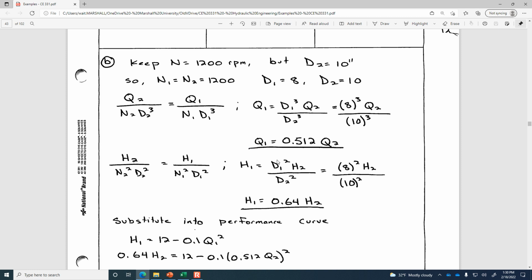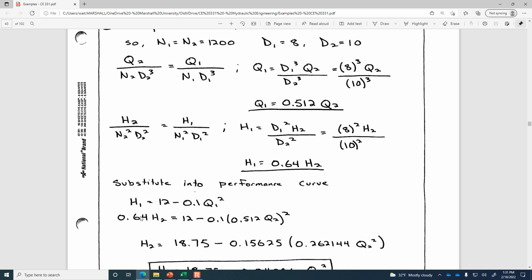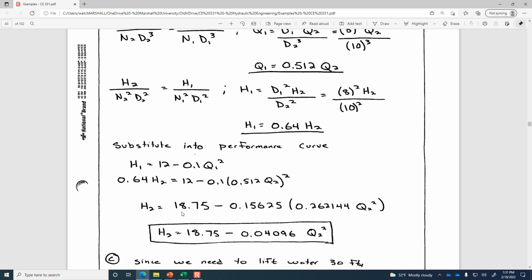Now, as far as the energy that's being added, the same thing is true: the larger diameter impeller is able to add more head to the system than the first pump could. And so the ratio of heads being added is that H1 is 0.64 of H2. So substitute both of those into the original performance curve, which we've done here, and then solve for H2 by dividing by 0.64 on both sides. And so here is what the new performance curve will look like for that same motor but larger diameter impeller pump.